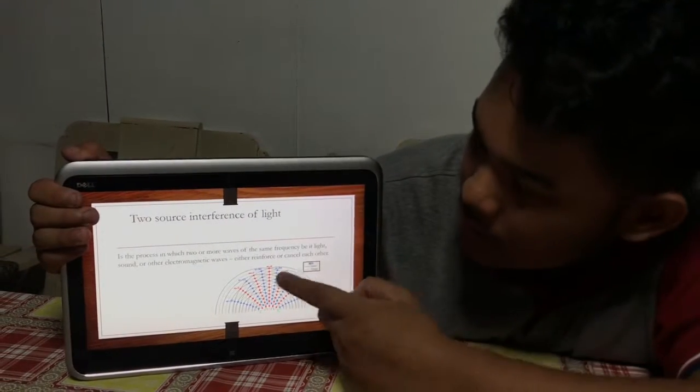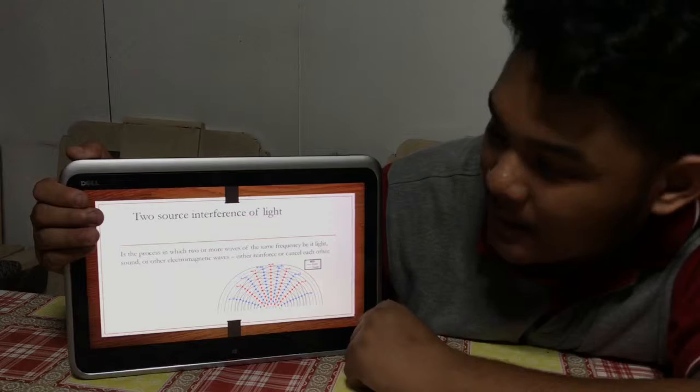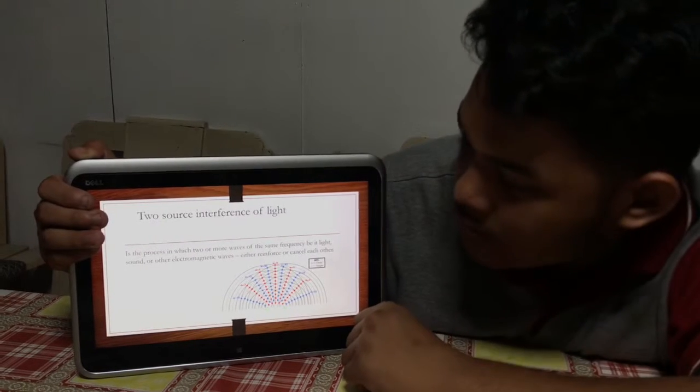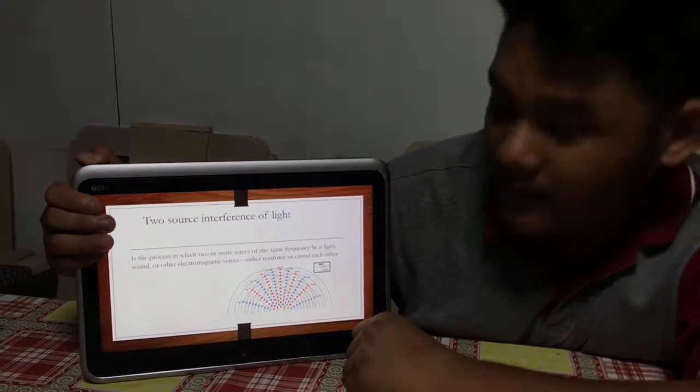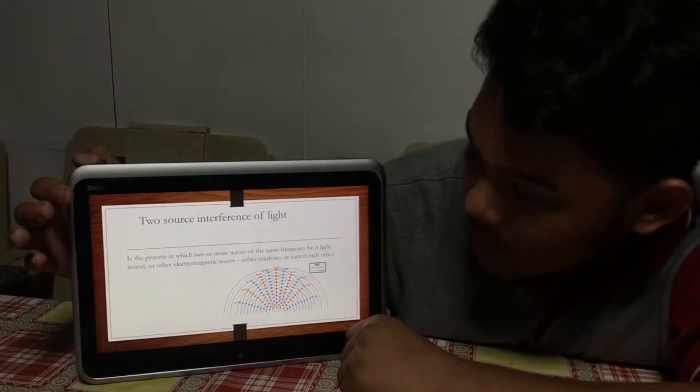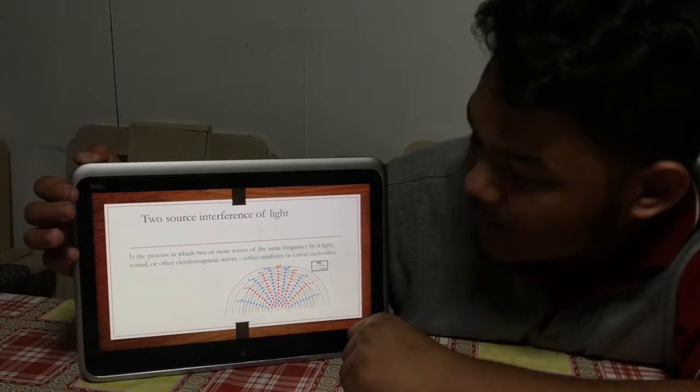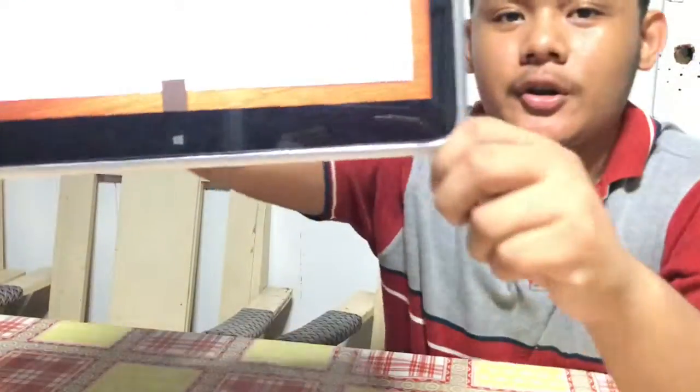The next one is two-source interference of light. It is the process in which two or more waves of the same frequency, be it light, sound, or other electromagnetic waves, either reinforce or cancel each other. An example of it is in this figure.